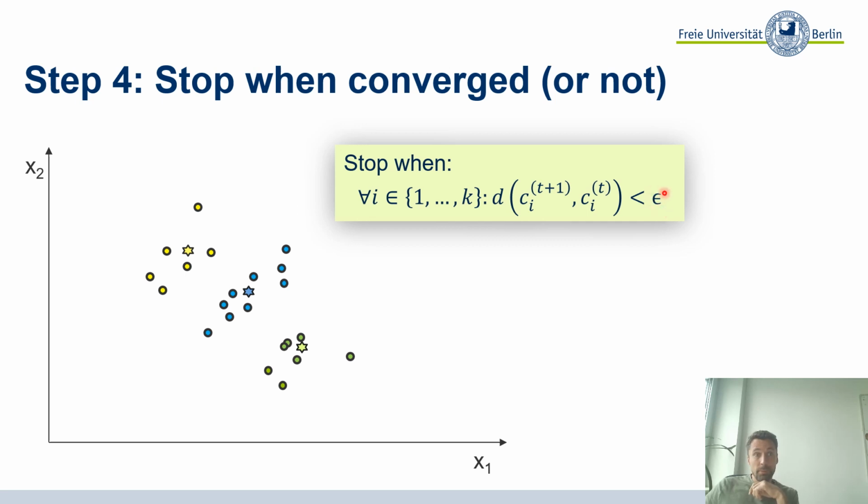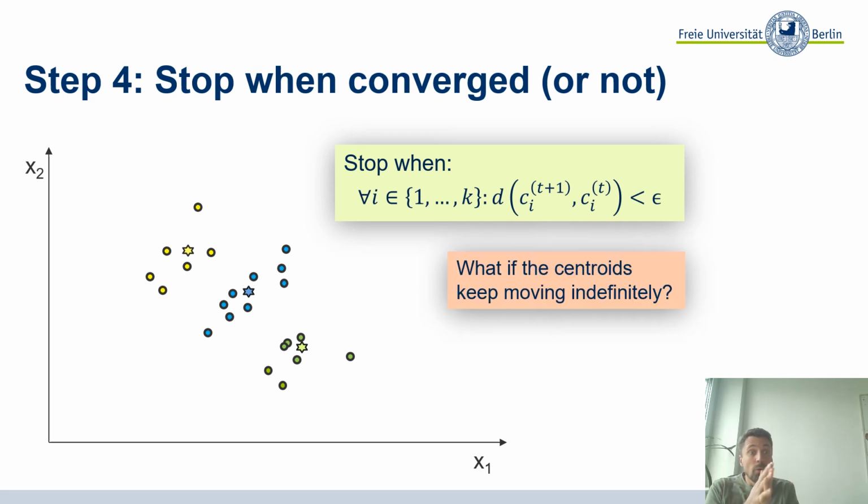So again, this is a hyperparameter. You have to play around a little bit to find a good value. It doesn't necessarily have to be 0, or we don't need those clusters to be the same after each iteration. It is sufficient to have a small epsilon here. So small changes don't really matter.